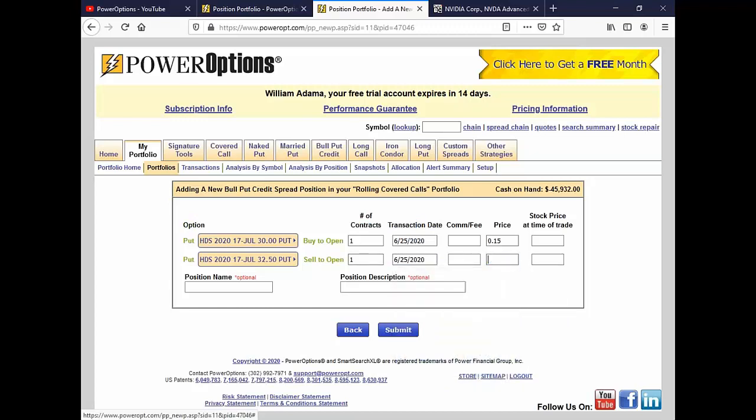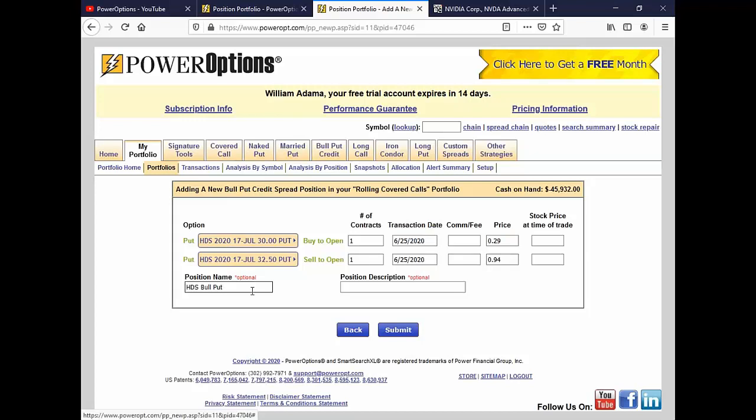And remember, my price is here, 0.98. Was it 98? No, 94. I'm sorry, that was the ask. 94 midpoint for selling to open our 32.50 put. 29 for buying to open the July 30th. Now, I'm going to put a position name on this too. We're going to call it HDS Bull Put.